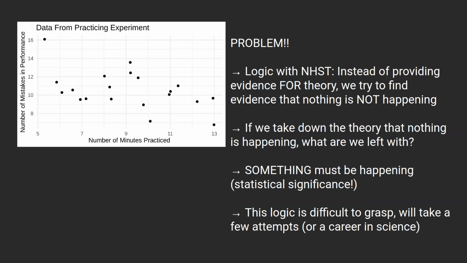So the whole idea is that if we take down a theory that nothing is happening, we're left with something must be happening. And if something is happening, we refer to that essentially as statistical significance. Of course, it's more complicated than that, but for a first lecture in which you're not signing up for a stats class, this is essentially enough that you have to know. So this logic is difficult to grasp. We're going to take a couple of attempts at it if it feels unclear for right now. But also know that there are people who literally have careers in science who I believe also do not understand this to the extent that maybe they should. So don't worry about that.